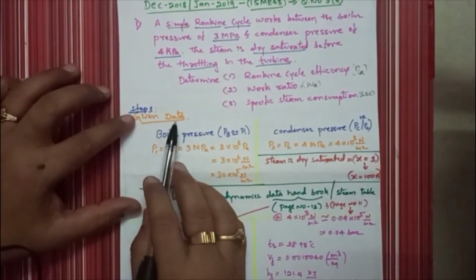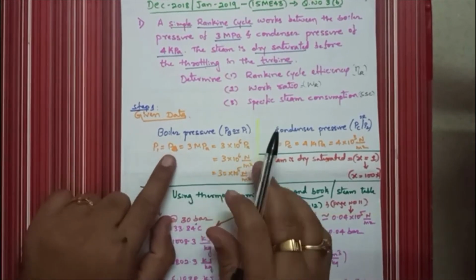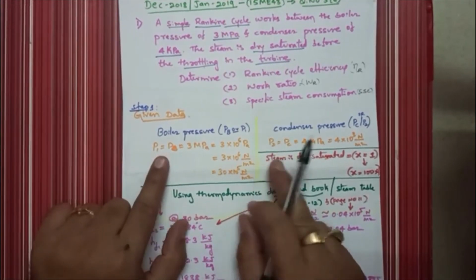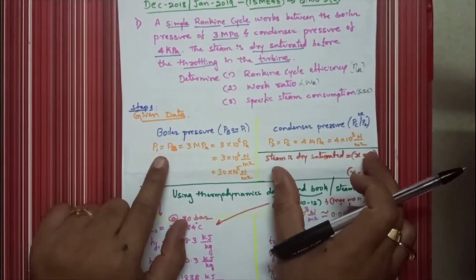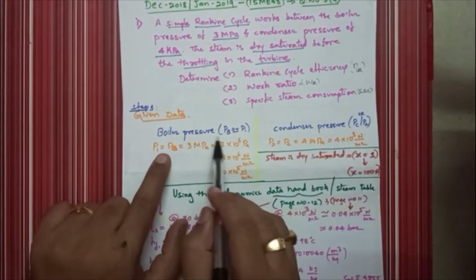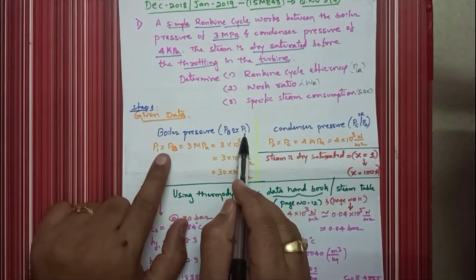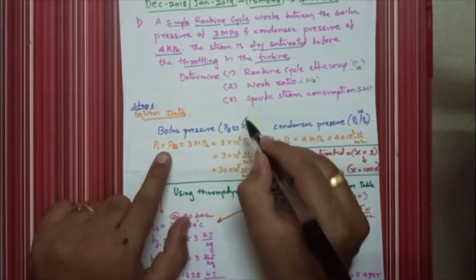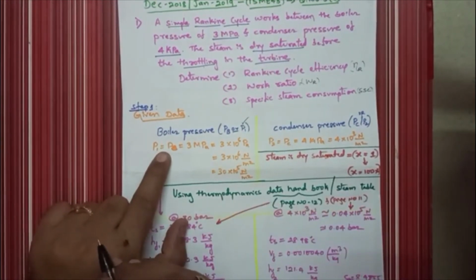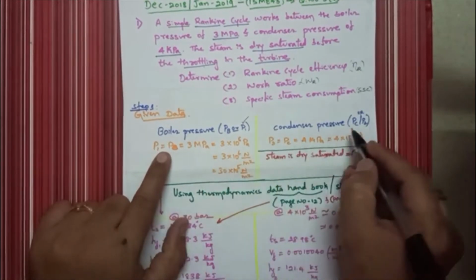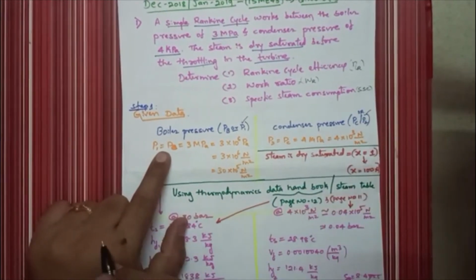So given data you will write. Boiler pressure I will make one column, and condenser pressure I will make second column. The boiler pressure I have represented by PB or P1. Now you will be representing with P1 only, it will become easy for writing. So condenser pressure will be represented by P2.